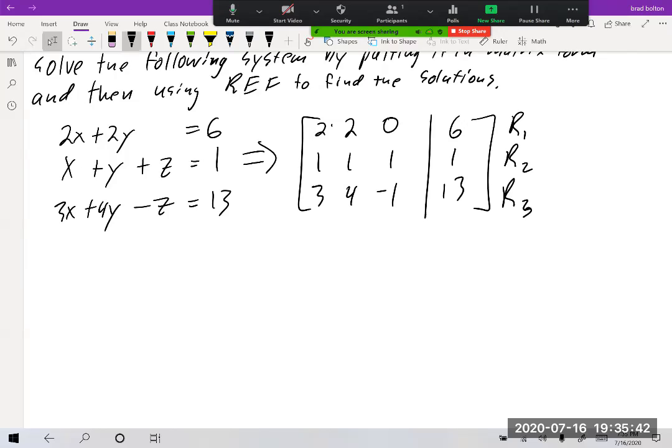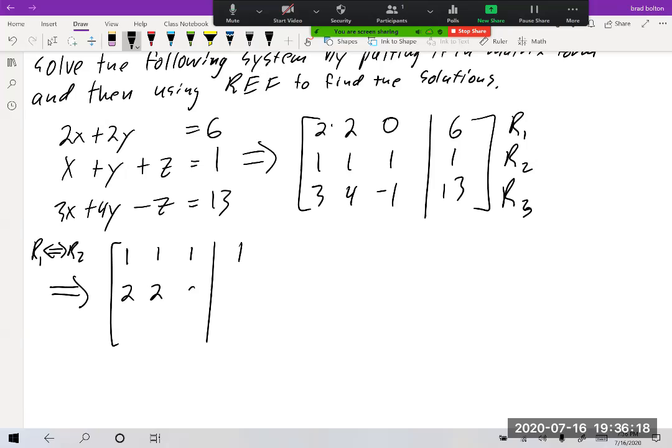So the thing is, I'm going to interchange. Let me put an arrow. What I'd like you guys to do, if you do these by hand on the exam, and I ask specifically on that question to do it by hand, you have to tell me what you did. So I'm going to put row 1 and swap it with row 2. So this will become 1, 1, 1, vertical line, 1, and this will become 2, 2, 0, 6, and this will become 3, 4, -1, 13. Okay.